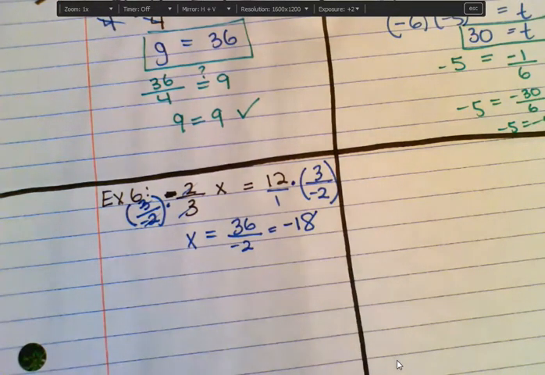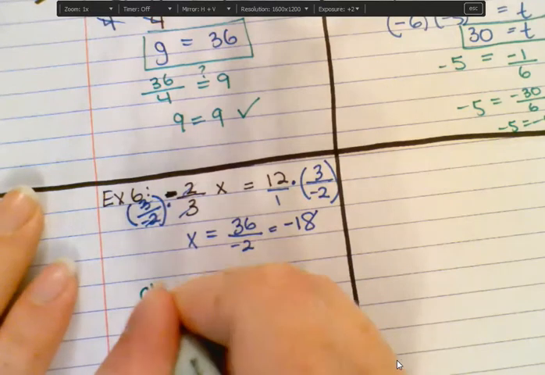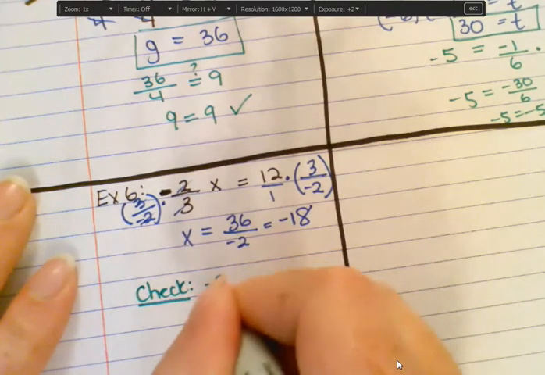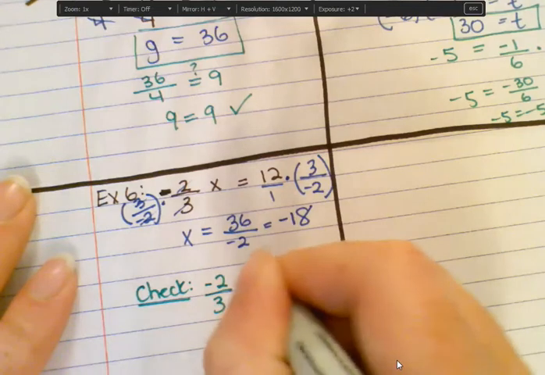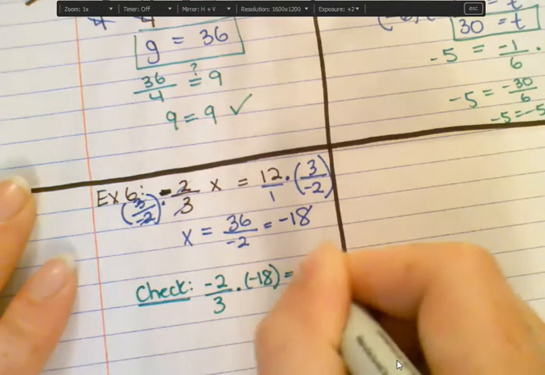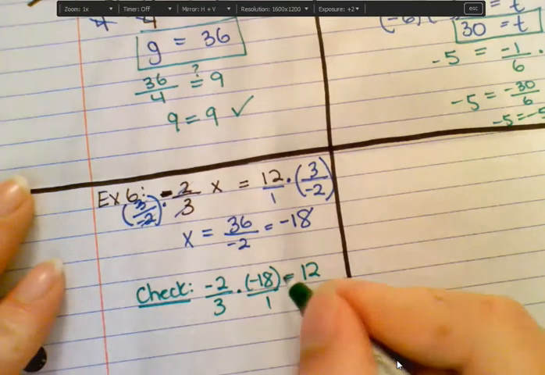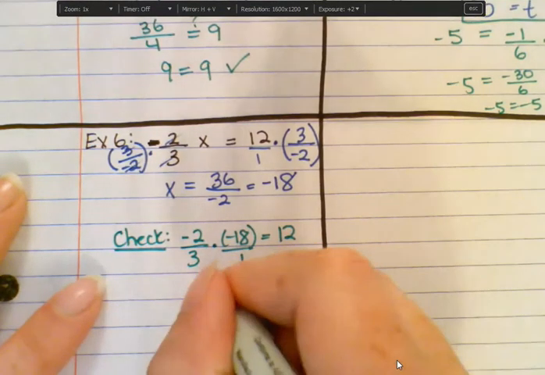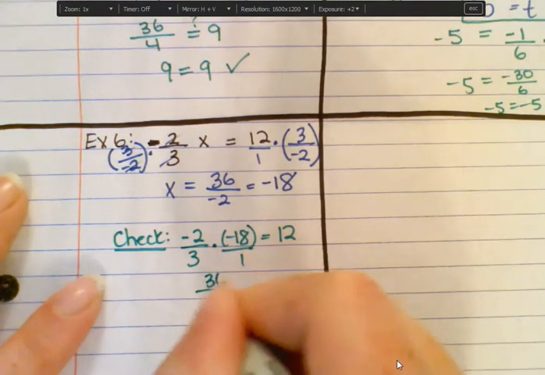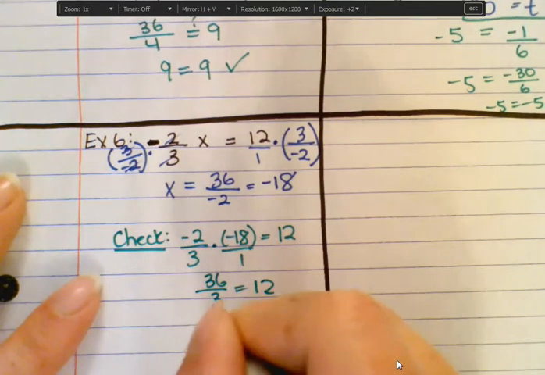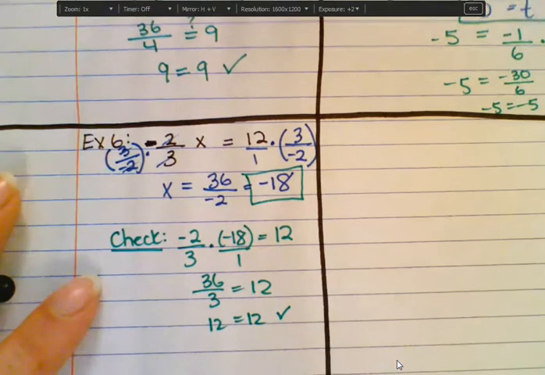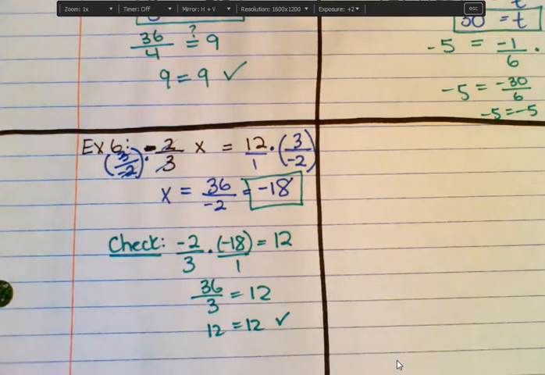Okay, so I'm going to do a quick check here. So it's -2/3 times -18. Does that equal 12? Okay. -2 times -18 is going to give us 36. 3 times 1 is 3. 36 over 3 is indeed 12. So my answer of negative 18 does work out. All right, here are the 3 problems to do for your turn.